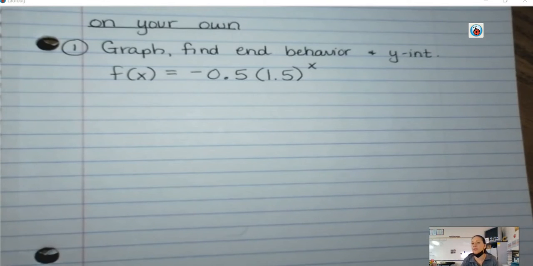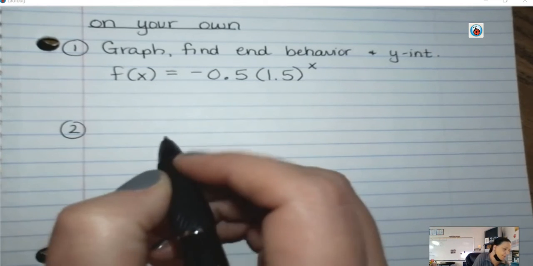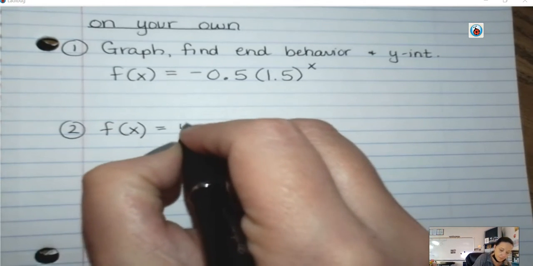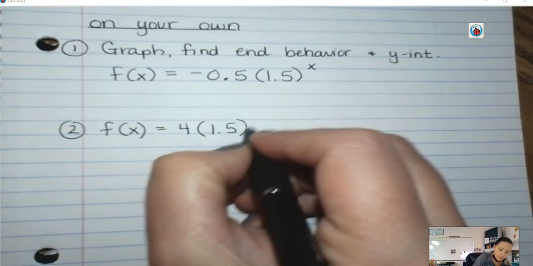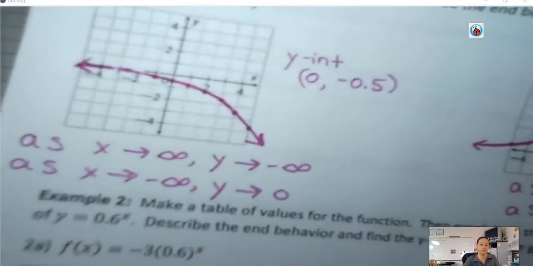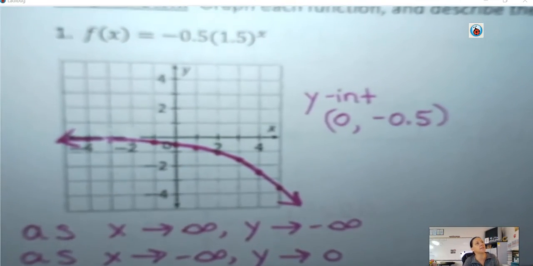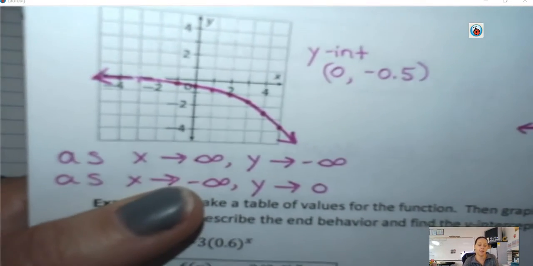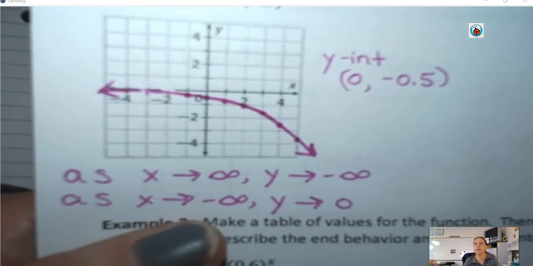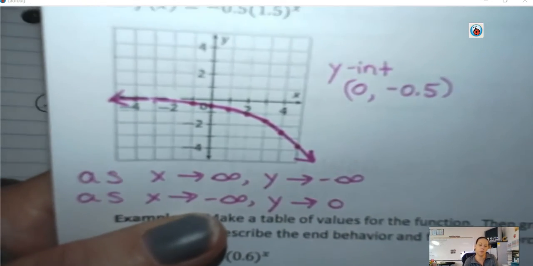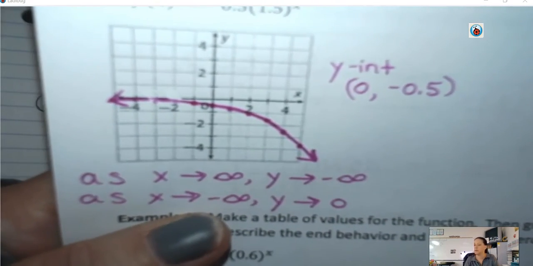Done with that one, check your answers, especially the end behavior, with your groups. And then I'll have another one for you to do up here. Okay, for question 1, your graph should look something like this. And then the end behavior is as x approaches infinity, y approaches negative infinity. Then as x approaches negative infinity, y approaches 0. And the y-intercept was at 0, negative 0.5. Questions on number 1?